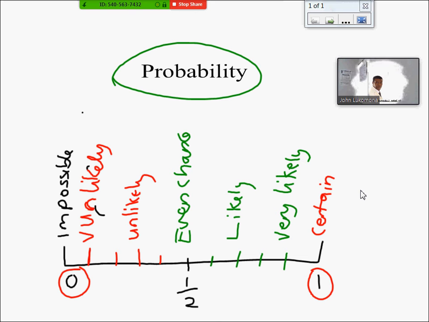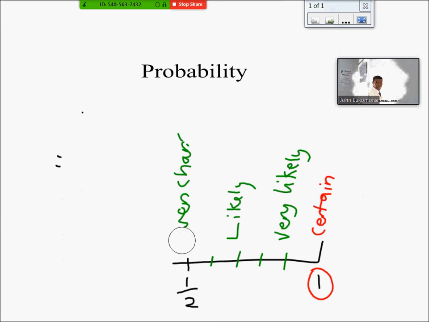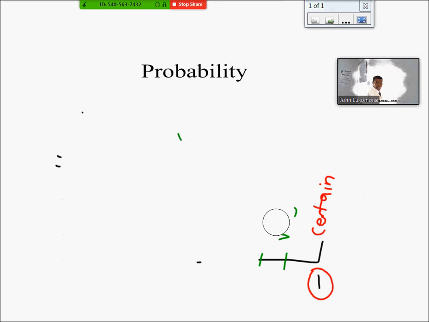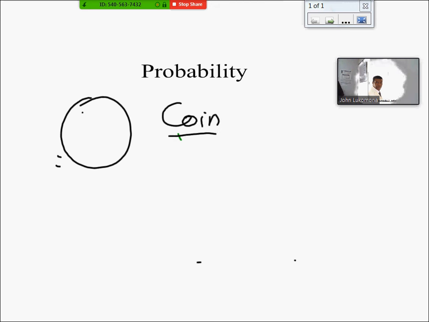Let's have a quick look at one of the examples. This will help us understand probability so that you and I can fly together in this probability lesson. I'll give an example of the following. If I gave you, let's use a coin, okay? A coin has got heads and tails.